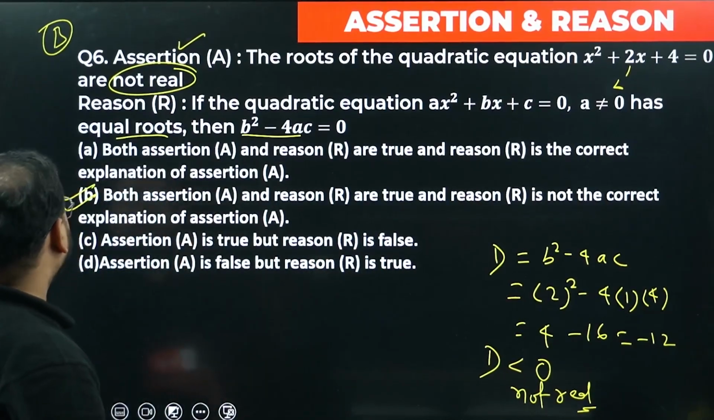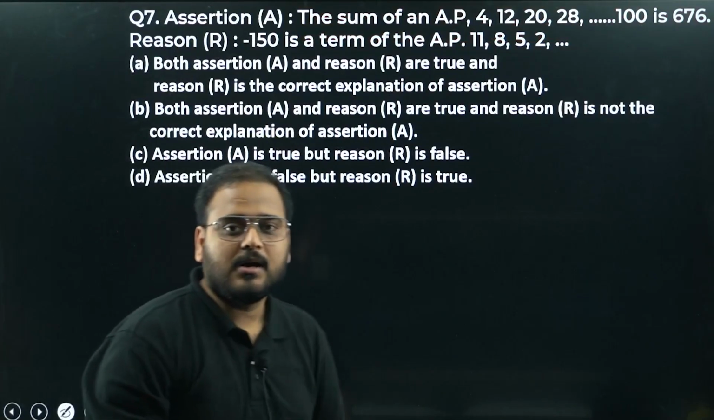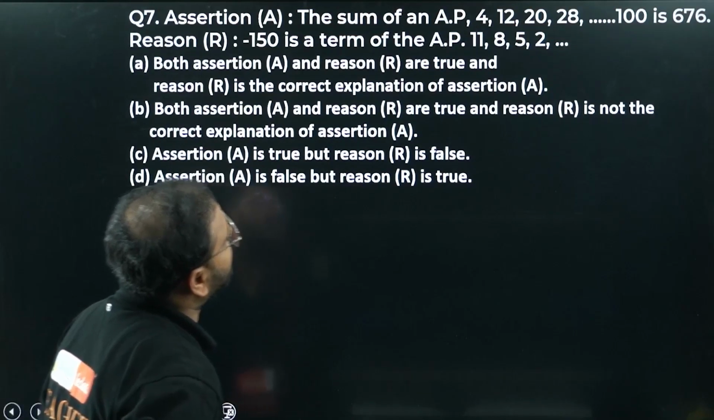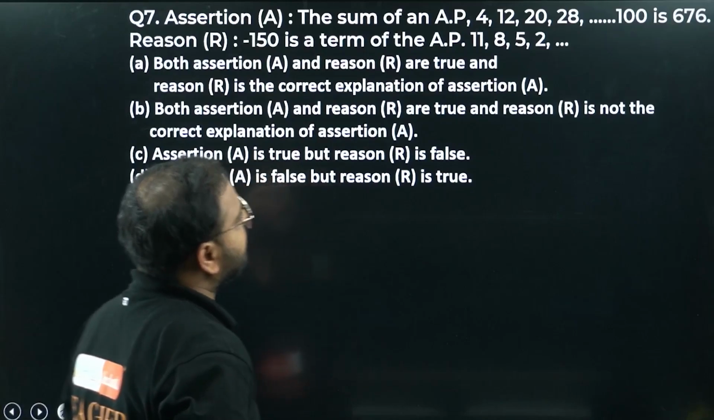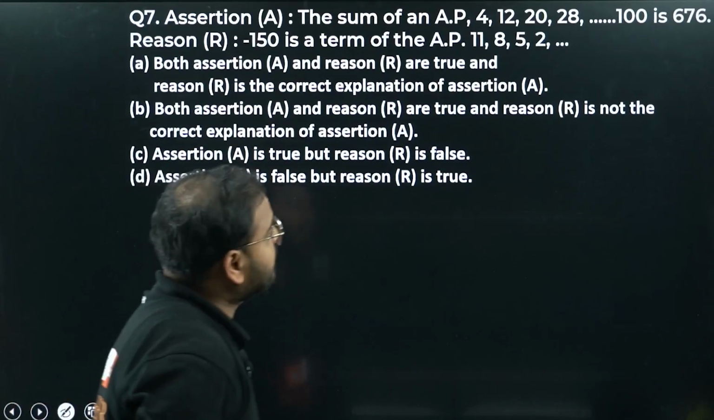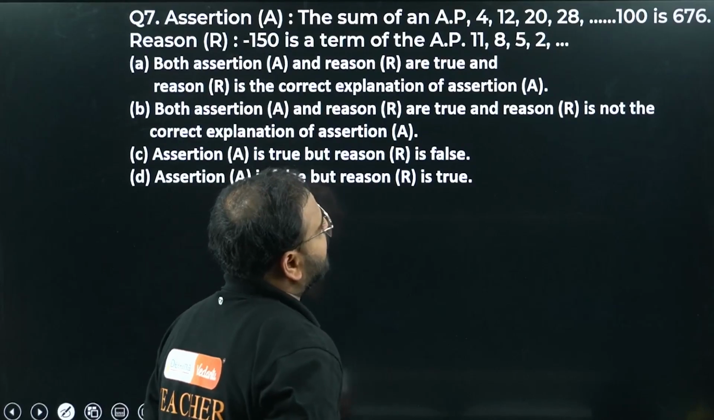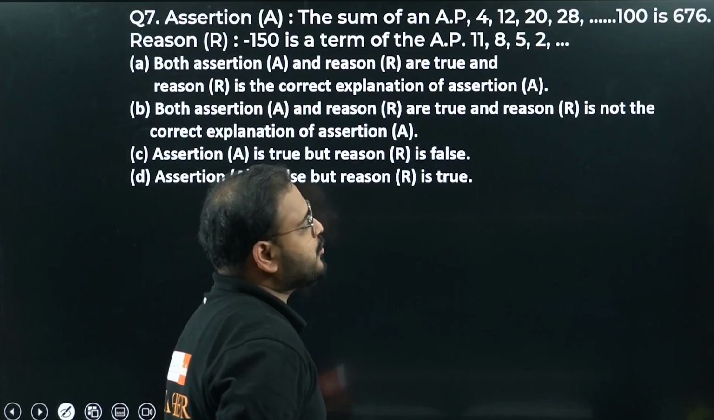Okay, let's go. Question number 7. Let's have a look. Assertion states that the sum of an AP 4, 12, 20, 28, where the last term is 100, is 676. Okay, let's see. We don't know the number of terms, right? Then how will you solve it?